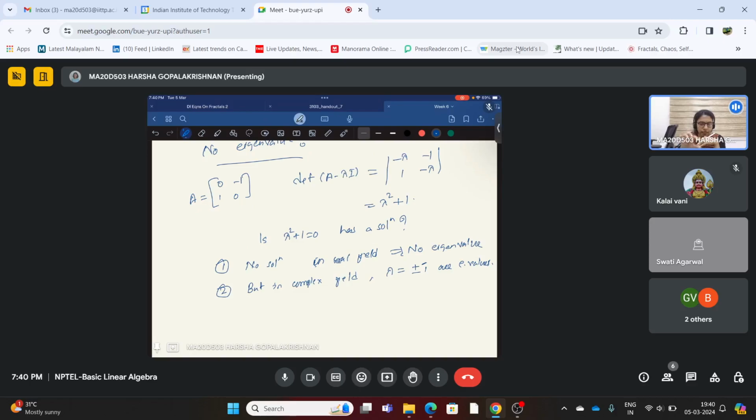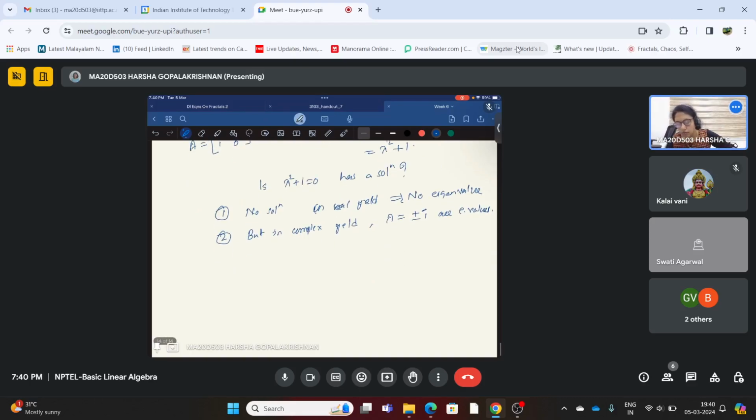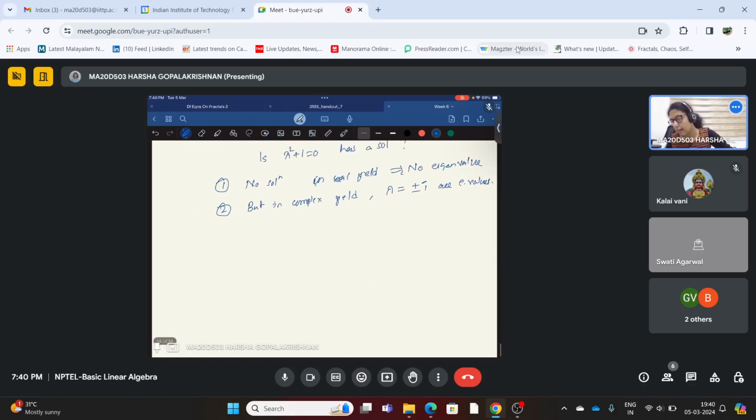In this case, lambda square plus 1 does not have a solution, or an eigenvalue, in the real field. But in complex, whatever the characteristic equation, we always have a solution. Okay, that's just a note.